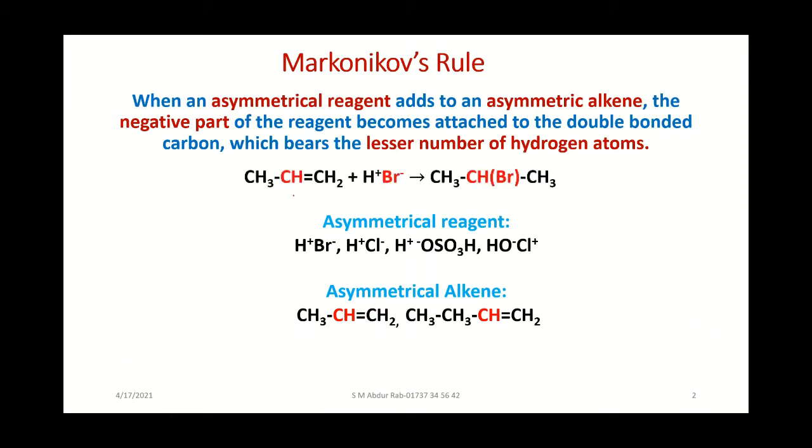For example, when propene reacts with HBr, it produces 2-bromopropane. Why is bromine attached to the red colored carbon atom? Because bromine is the negative part of the asymmetric reagent, and as you know from Markovnikov's rule, the negative part becomes attached to the double bonded carbon which has the lesser number of hydrogen atoms. Between these two double bonded carbon atoms, the red colored carbon has only one hydrogen atom, and the black colored carbon has two hydrogen atoms. So the negative part, bromine, must add to the red colored carbon atom. This is Markovnikov's rule. Now we should know the mechanism of this reaction, how it happens.